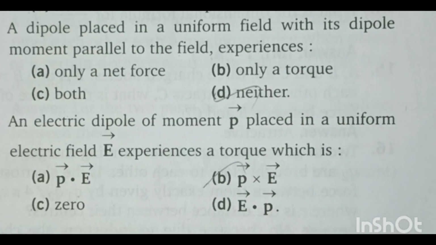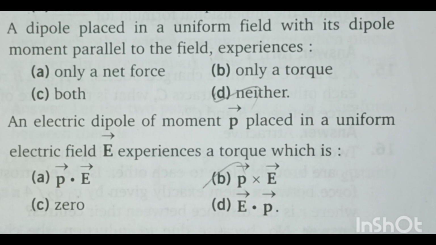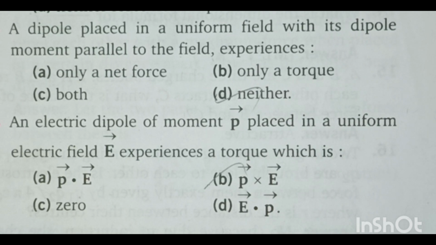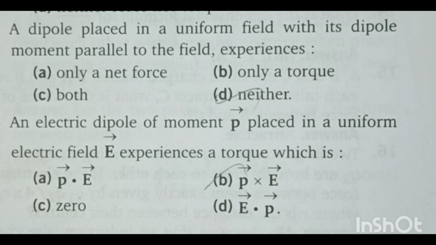A dipole placed in a uniform electric field with the dipole moment parallel to the field experiences... If it is parallel to the field, then theta equals 0, so there will not be any torque. And what about the force? If it is a uniform electric field, then there will not be any force also. So it experiences no torque and no force. An electric dipole of moment P placed in a uniform electric field E experiences a torque which is P bar cross E bar. Then only it can be PE sin theta. So it is P bar cross E bar. Yes, that is the answer.